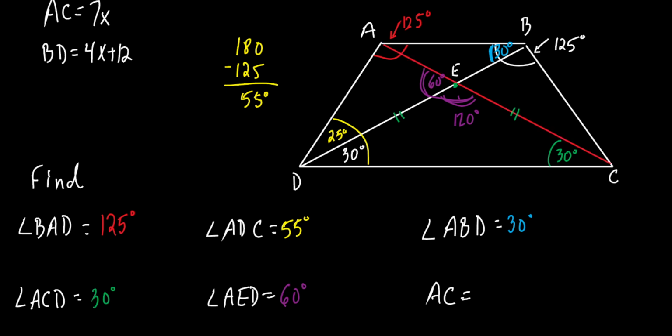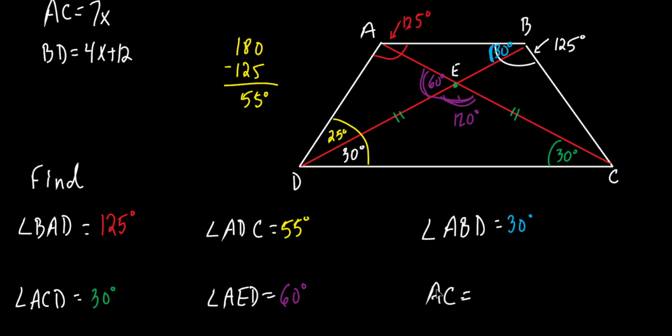All right, so there's AC. It's 7x, correct? And BD is also congruent, isn't it? See the two red ones right there? They're equal to each other because we just learned just a little bit ago that the diagonals are equal to each other. Got it? That's it.